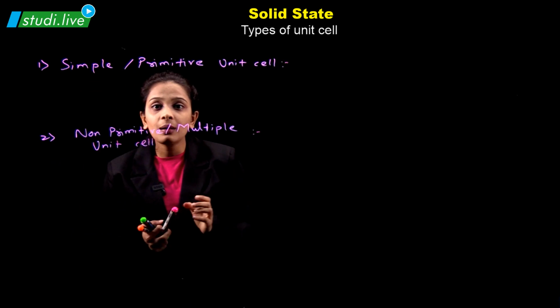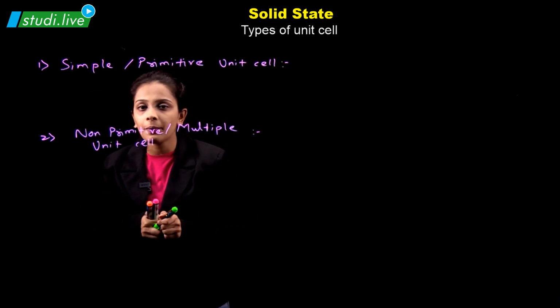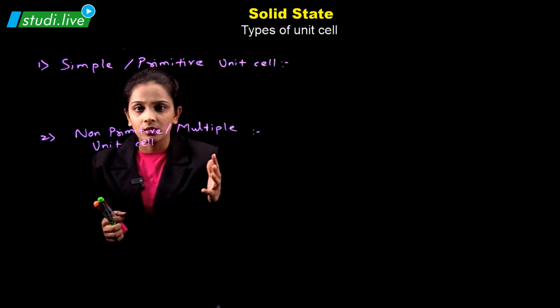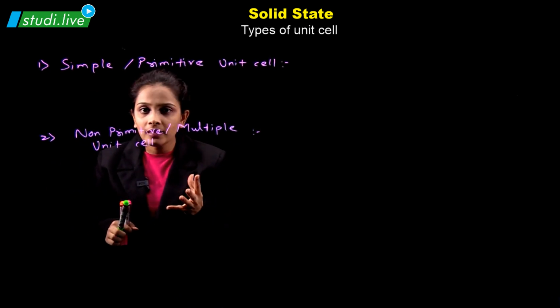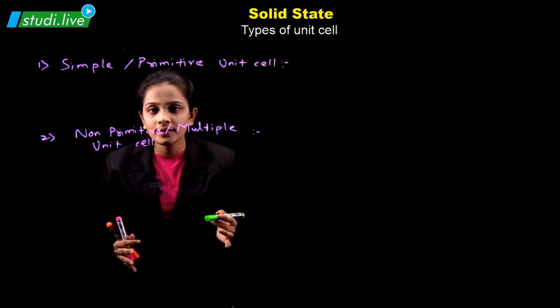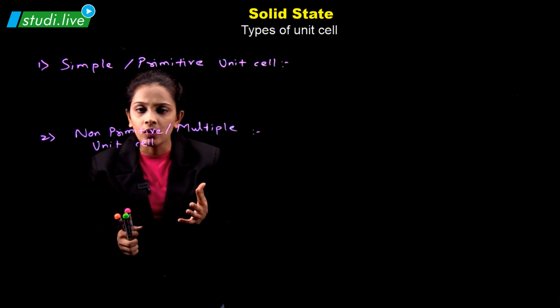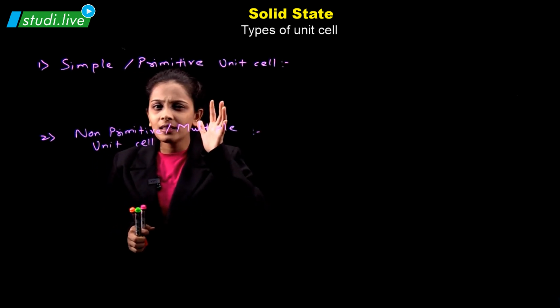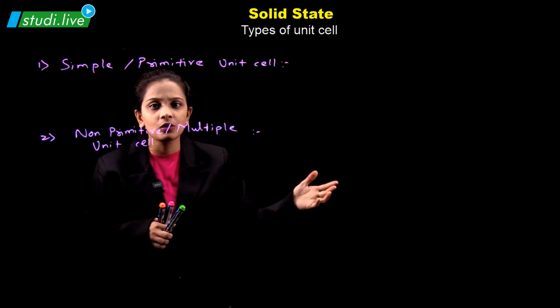If we are talking about the simple or primitive unit cell, let's imagine a cube, yes? And in that cube, how many corners are there, students? So we can say that in a cube there are 8 corners, yes? I guess it's very much confusing, so let's try to understand this part with the image also.